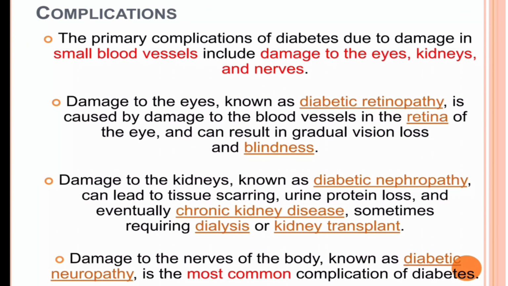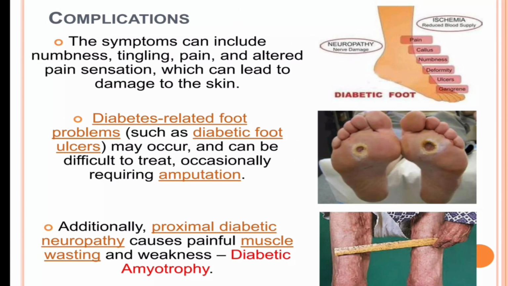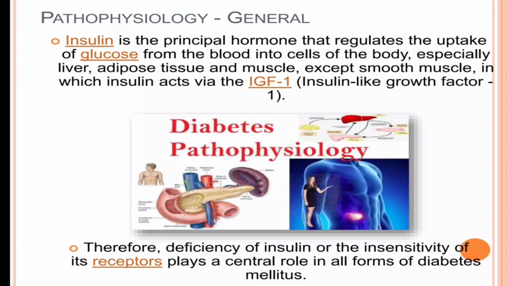Damage to the nerves of the body, known as diabetic neuropathy, is the most common complication of diabetes. Complications. The symptoms can include numbness, tingling, pain and altered pain sensation, which can lead to damage to the skin. Diabetes-related foot problems such as diabetic foot ulcers may occur and can be difficult to treat, occasionally requiring amputations. Additionally, proximal diabetic neuropathy causes painful muscle wasting and weakness. Diabetic amyotrophy.